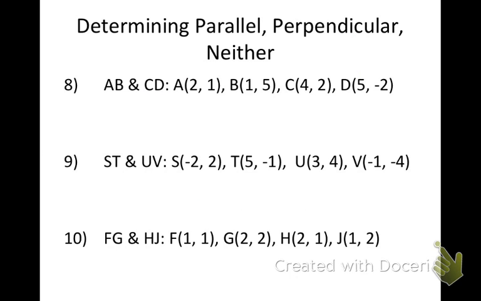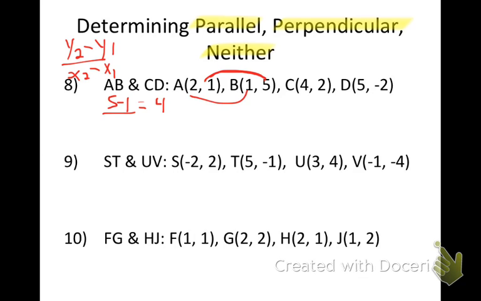All right, so here's what we're going to look at here today. It says determining parallel, perpendicular, or neither. All right, so AB and CD. So AB here, I want to find the slope of AB. So to find the slope of AB, I'm going to do y2 minus y1 over x2 minus x1. So 5 minus 1, 4, right? Over 1 minus 2, negative 1. So 4 over negative 1 really is going to get me negative 4. Does everybody agree with that?